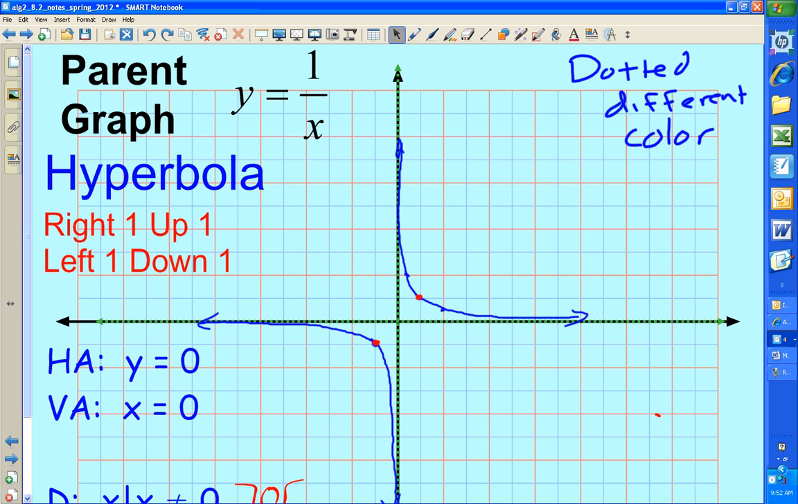From the origin, I only want you to plot 2 points. You can plot more, but you'll only need 2. Right 1, up 1, and left 1, down 1. For the parent graph, really, that's all you need. If you have stretching, you're probably going to want to throw in 2 more points just for fun.